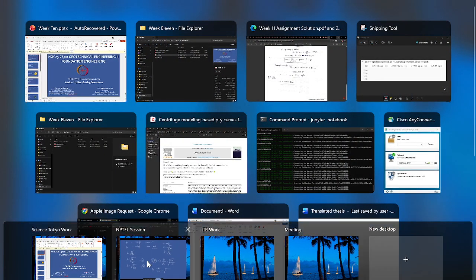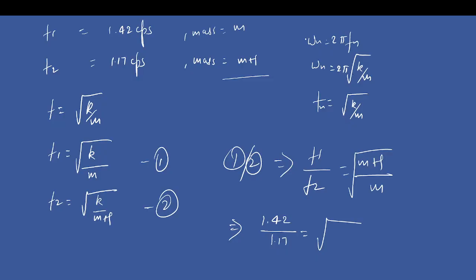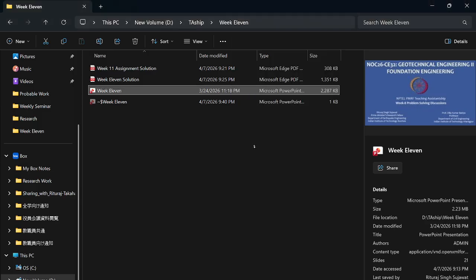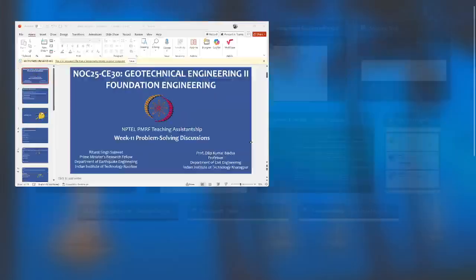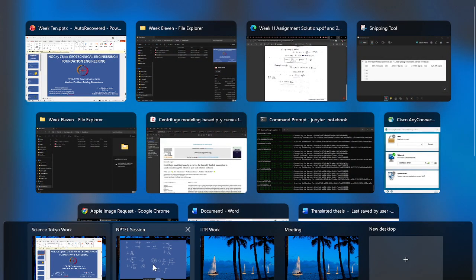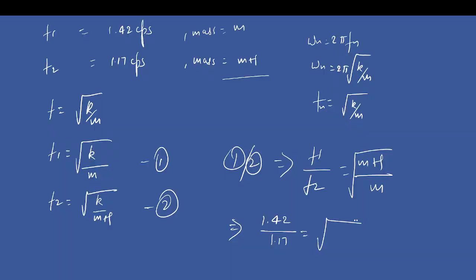Is the slide visible? Yes, sir. But what do we have to do with root k? We have to cancel it. Yes, we have to cancel it. That's why we take it inversely, because it's 1 upon m. So with this, can you calculate the value of m? Yes, sir, 1 minute.